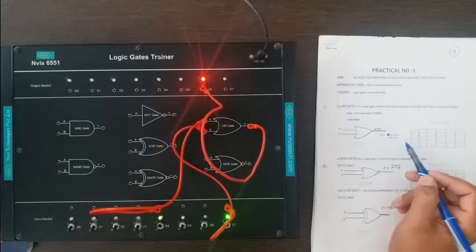Now see here, this is your NAND gate. NAND gate is also called a universal gate. NAND gate is a combination of an AND gate and a NOT gate. This is the symbol of NAND gate here. This is similar to AND gate, and here this bubble symbol shows the NOT gate.